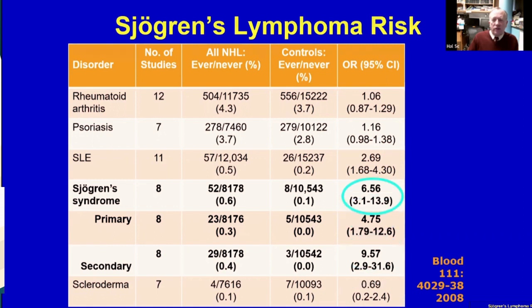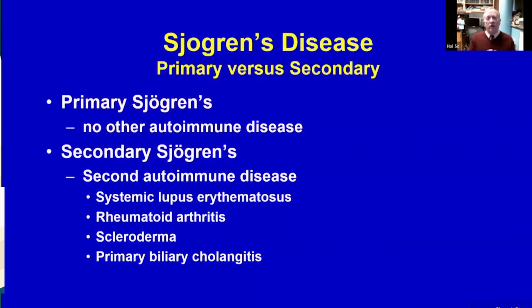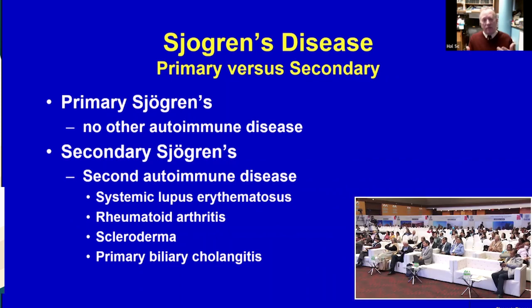And there's the risk there. So, you also have this primary versus secondary Sjogren's. Primary Sjogren's is with no other autoimmune disease. Secondary Sjogren's is present at the same time as some of these diseases you see here.